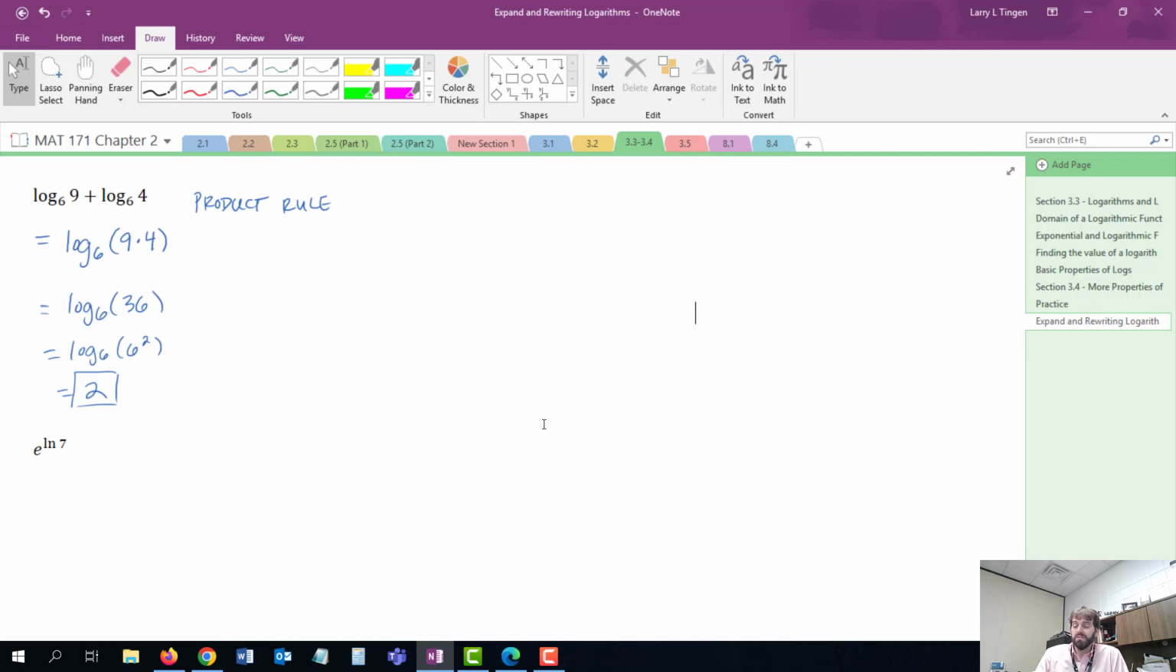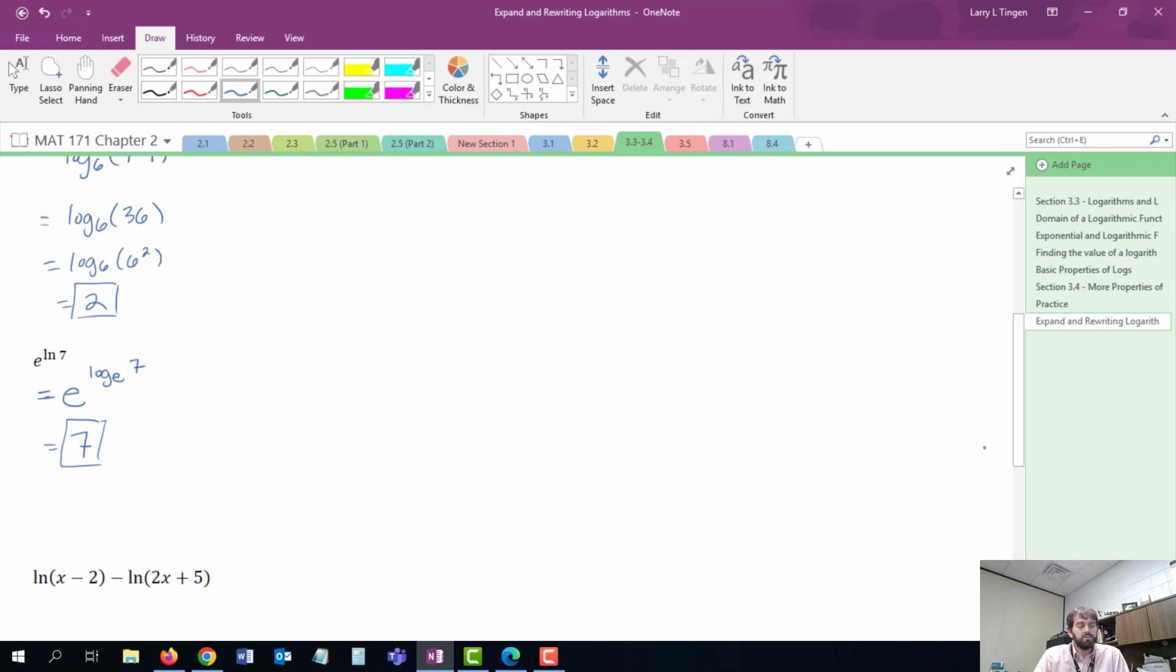Next, e raised to the natural log of 7. So remember, what does this mean? What do I do with this? Remember, natural log is log base e, right? And whenever I have a matching base and a log in the exponent with the same base, I end up with just the argument. So e to the natural log of 7 is just 7. And that one's a rule. I really don't want to get into why that works. That one's just a rule I want you to keep in mind.